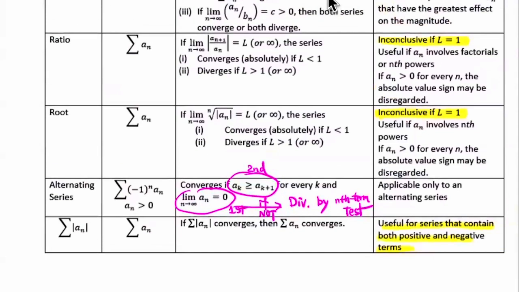And here is the table to give you more information. So for example, this one is useful for series that contain both positive and negative terms. You want to put the absolute value there and try to prove that the series with the absolute value converges.